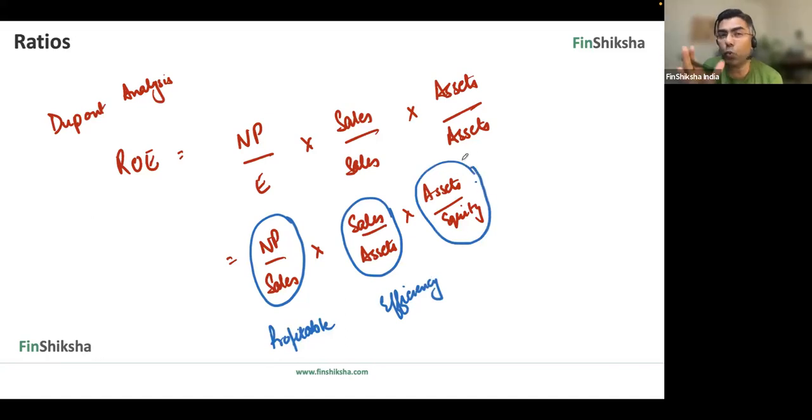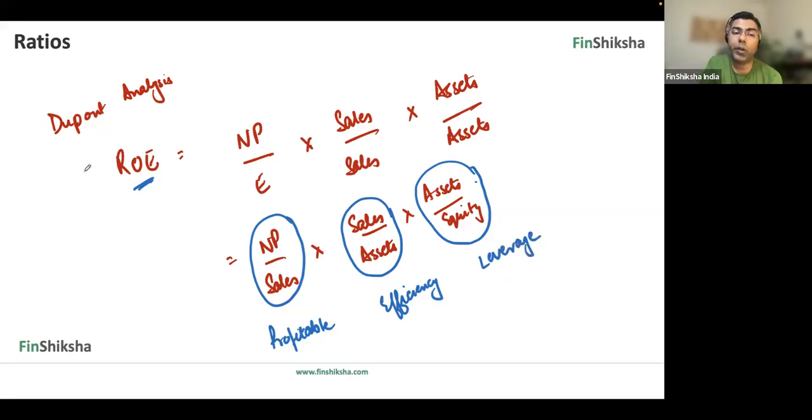Remember, assets can be loosely written as equity plus debt. So it's like equity plus debt upon equity. If a company raises a lot of debt, this number can spike up, which can cause a spike in the return on equity. So it's not always that. So this is called the leverage factor, right?